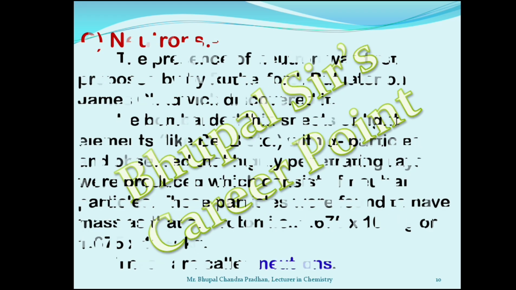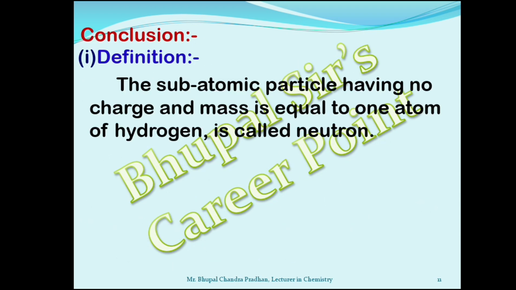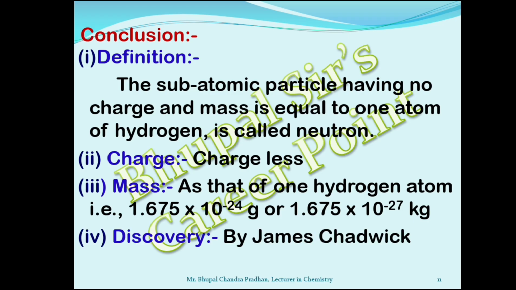These are called neutrons. The conclusion obtained: the subatomic particle having no charge and mass equal to one atom of hydrogen is called the neutron. Charge: it is chargeless. Mass is that of a hydrogen atom, that is 1.675 × 10^-24 gram or 1.675 × 10^-27 kg. Discovery by James Chadwick. Notation: n, with charge 0 and mass 1.